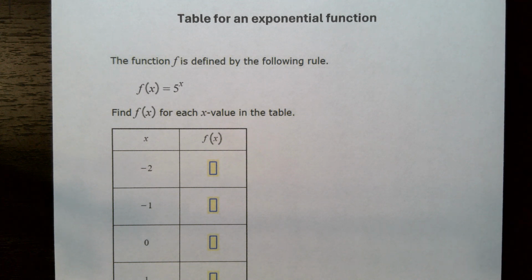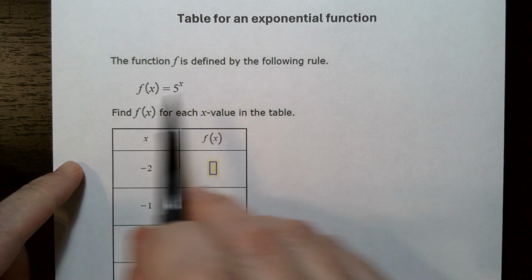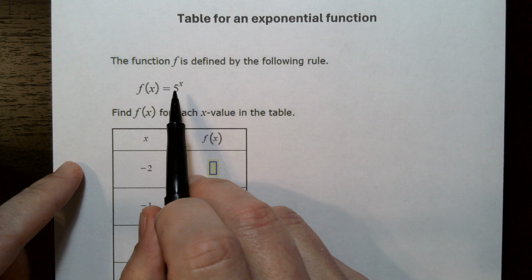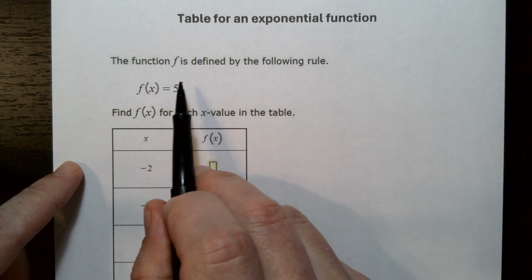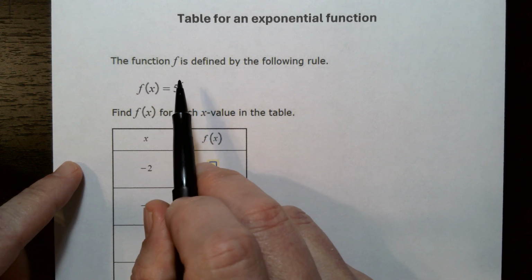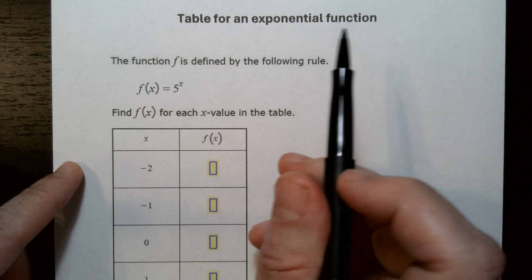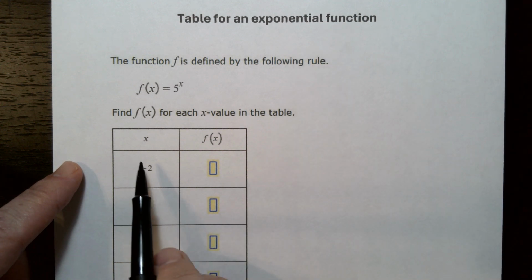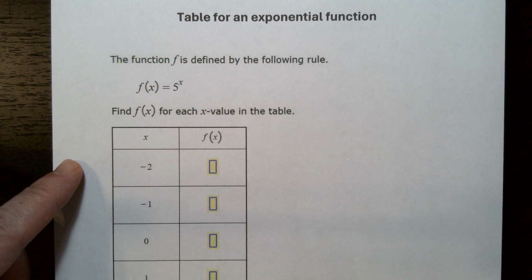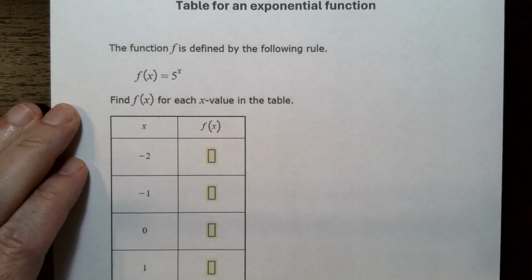In this video, we will be making a table for an exponential function. Our first exponential function is defined by the following rule: f of x is equal to 5 to the power of x. Anytime you have an x up here in the exponent, this is going to be an exponential function. It wants us to plug in these values into x and find those values. So we will do that.